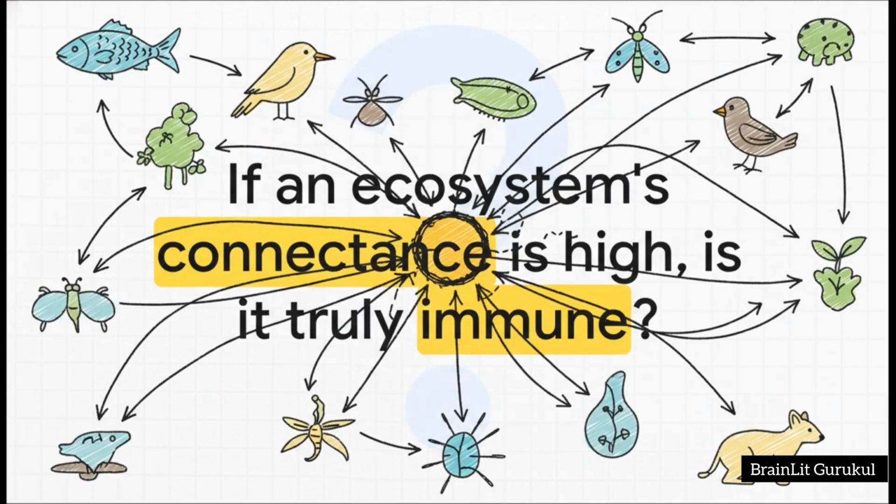So I'll leave you with one last thing to chew on. We've said that a complex food web with high connectance is more stable. But is it truly immune to collapse? Could taking out just one super-connected species still bring the whole thing crashing down? That's the kind of deeper question that ecologists grapple with every day, and it's a great thought to keep in mind as you continue your study.